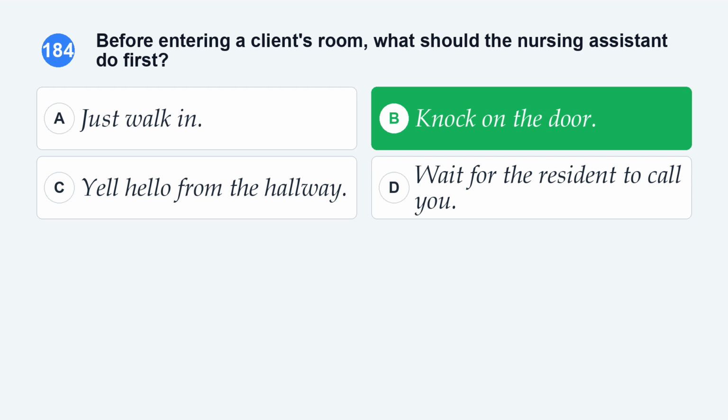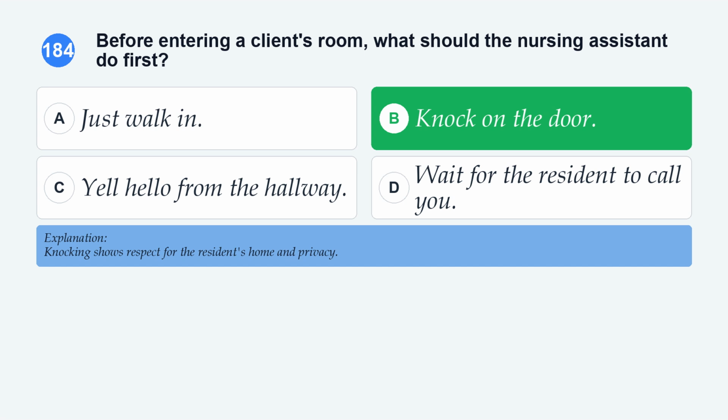The correct answer is option B. Knock on the door. Explanation. Knocking shows respect for the resident's home and privacy.